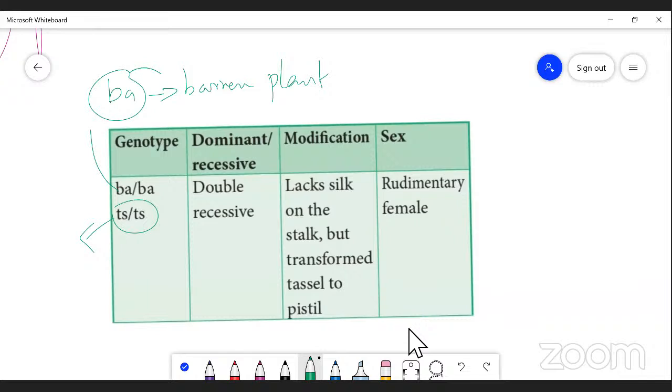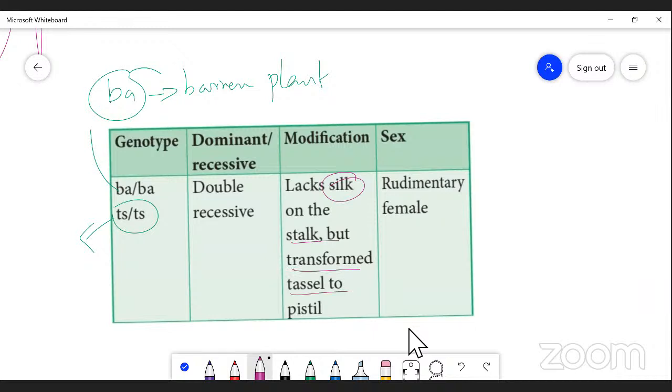because it's a monoecious plant. Maize is a monoecious plant. So small ba and small ts are present, and both of them are found in the plant. That causes simply a double recessiveness, and the silk is lax. Silk is a modification of the stigmatic region, and the stalk is also part of it. It is a transformed tassel, right?